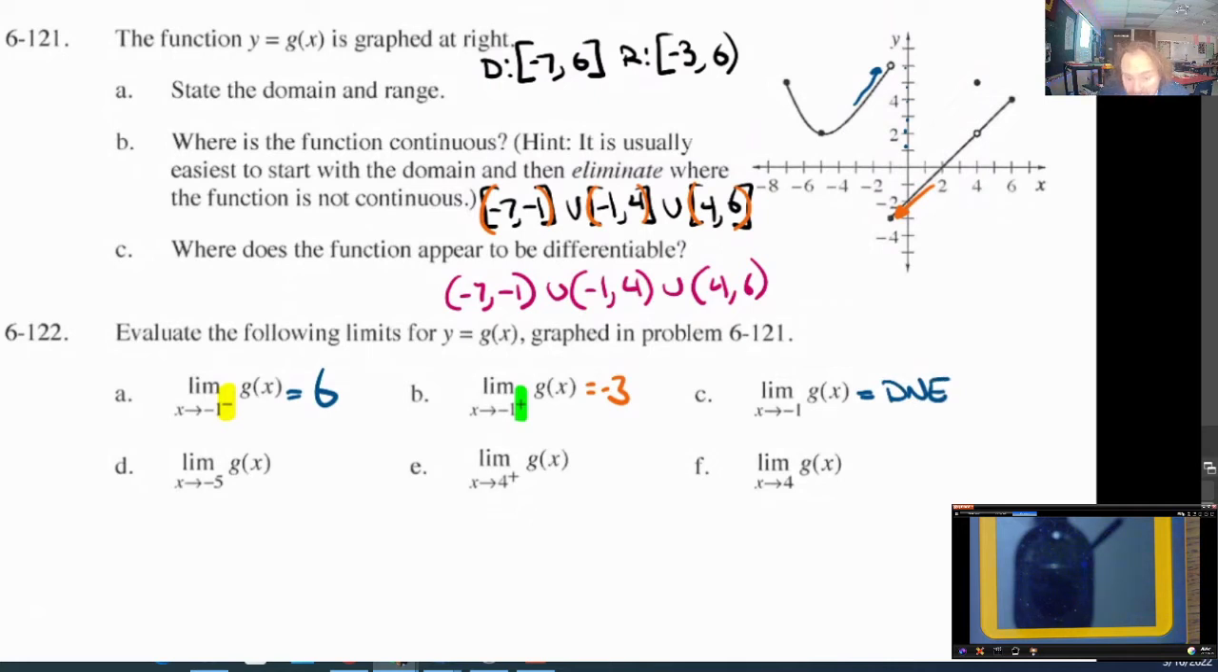The limit as x approaches -5 totally exists. -5 is a boring point on the graph. It's right there. Looks like it's 3 to me.